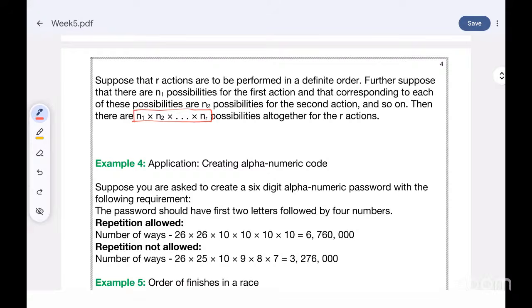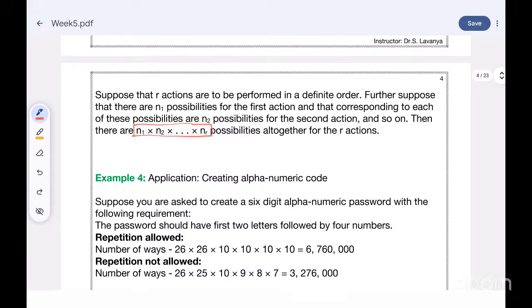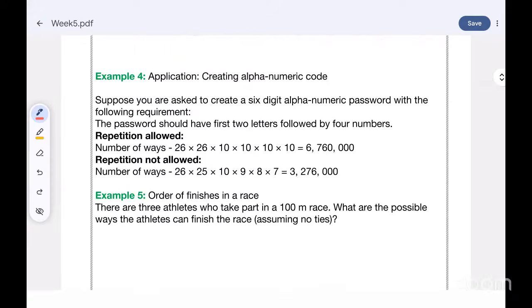Okay, fine. Now let's see another example. Here they are going to create a 6-digit alphanumeric password. The requirement is as follows: the password should have the first 2 letters followed by 4 numbers. So the first 2 are letters, and totally you have 6 digits: 1, 2, 3, 4, 5, and 6.